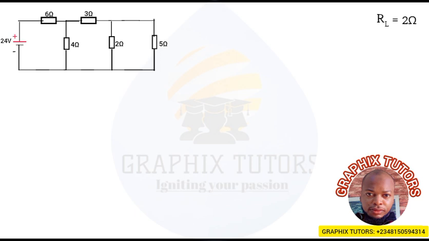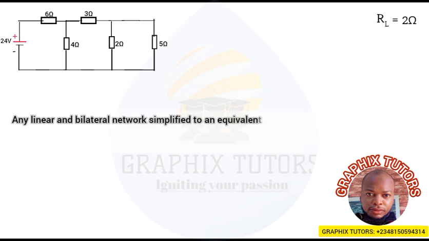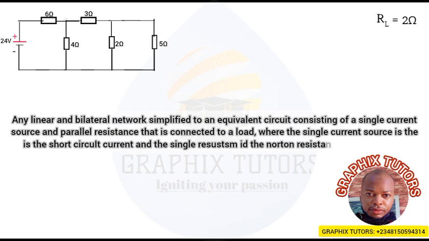Before we can kick into business, you cannot withstand what you don't understand. So let's understand what the Norton theorem is telling us. The theorem states that any linear circuit and bilateral network can be simplified to an equivalent circuit consisting of a single current source and a parallel resistance that is connected to a load, where the single current source is the short circuit current and the single resistance is the Norton resistance looking inward.